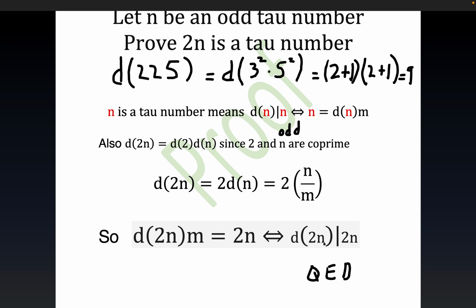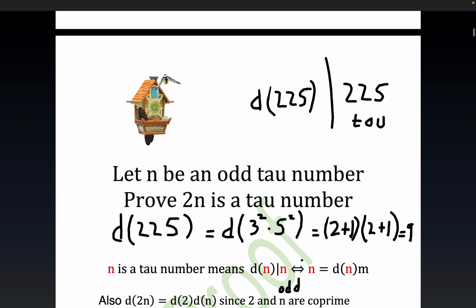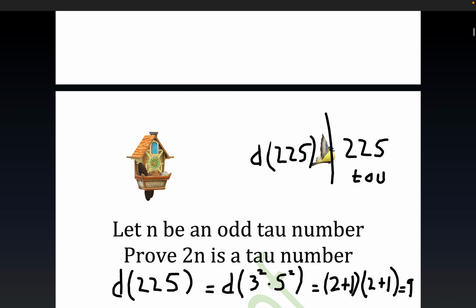We've shown that d of 2n is a factor of 2n, which, just think of n as being equal to 2n right here, and you'll see why this proves what we set out to prove. Now, let's come up here and just check 450. 450 is equal to 2 times 225.